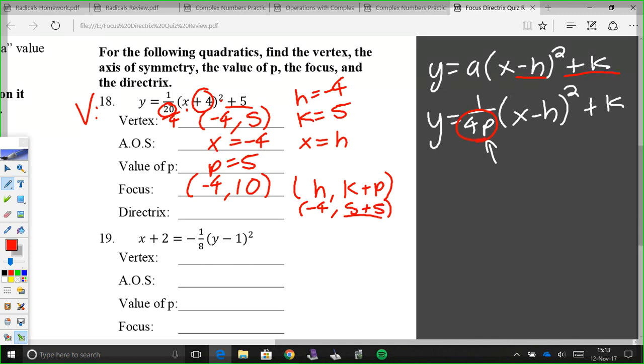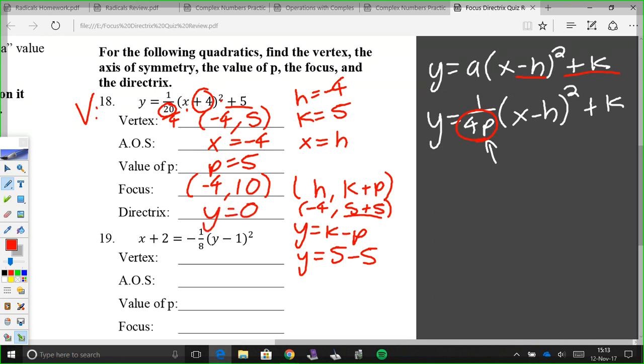Now the directrix is another formula. This is going to be y equals k minus p, one that's already in our notes. So y equals k, which is 5, minus p, which is 5. So y equals 5 minus 5. This will be y equals 0.